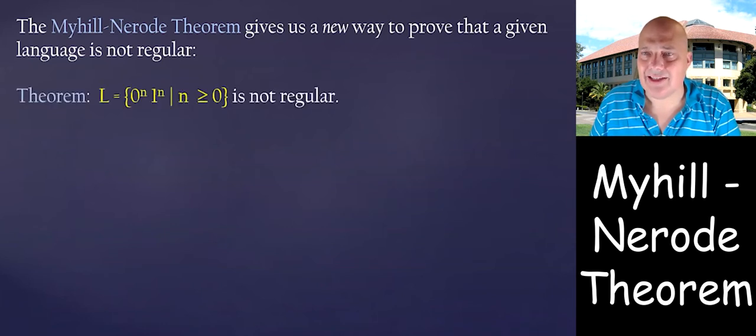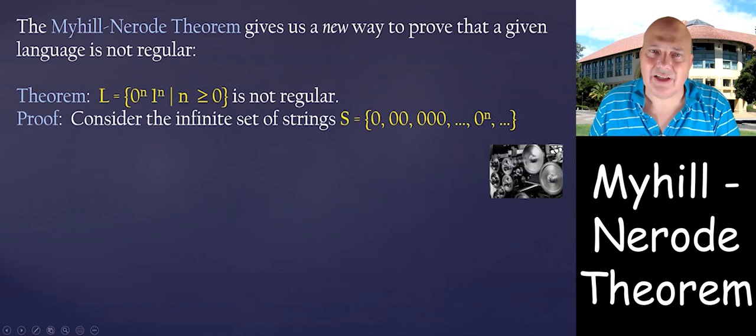So let's see an example. Our favorite language that is not regular: 0 to the n, 1 to the n. That's all strings that start with zeros, end with ones, and have the same number of zeros and ones. Consider the infinite set of strings S: 0, 00, 000, and so on. So the ith string has i zeros.